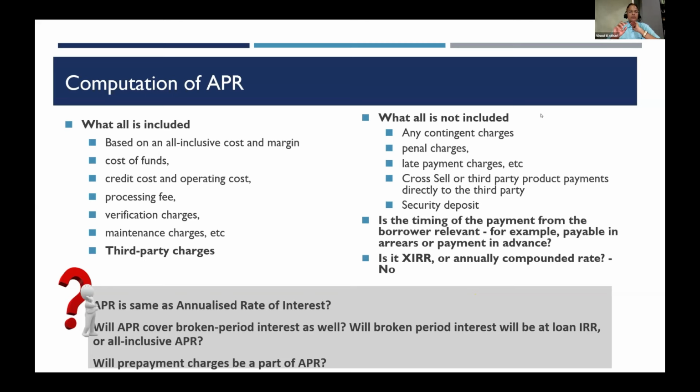All-inclusive cost and margin, that is cost of funds, credit cost, operating cost, processing fee, verification charges, maintenance charges, and most importantly, third-party charges. Third-party charges are also included. Now, this is something where in the past we have not been including third-party charges as part of APR because we were taking the position that third-party charges we are recovering on actuals. We are paying it, but we are recovering it on actuals, which means we are paying exactly the same amount to the third party. For instance, let's say we're collecting insurance premium. We are collecting the premium and paying it to the insurance company. Probably we pay the same thing to the insurance company which the borrower pays.